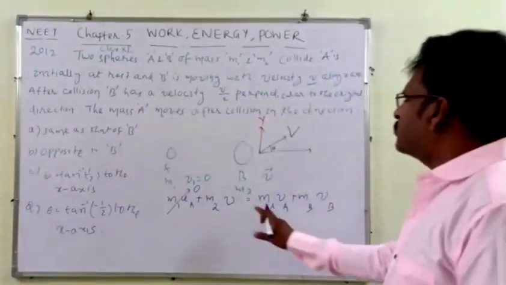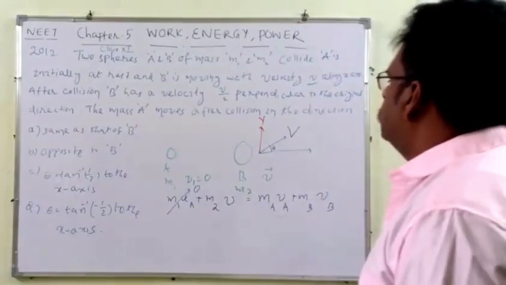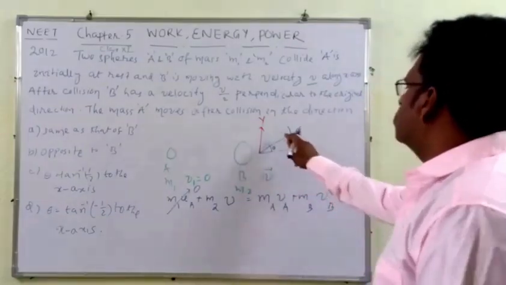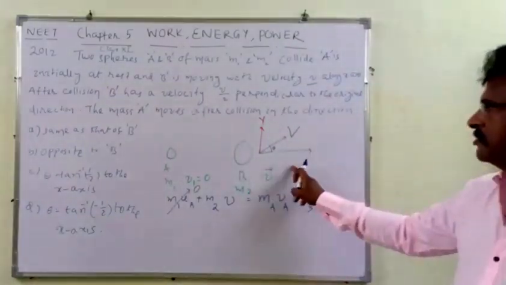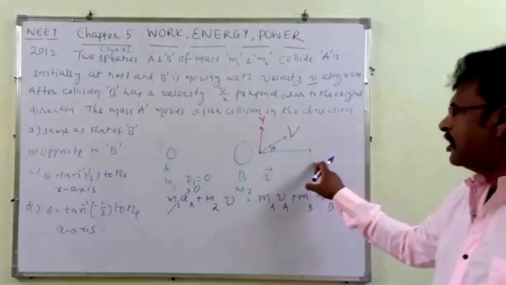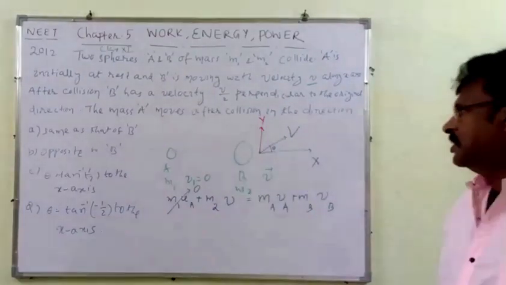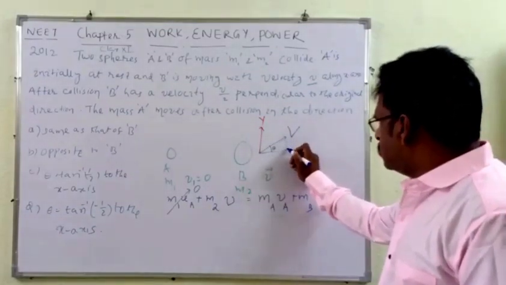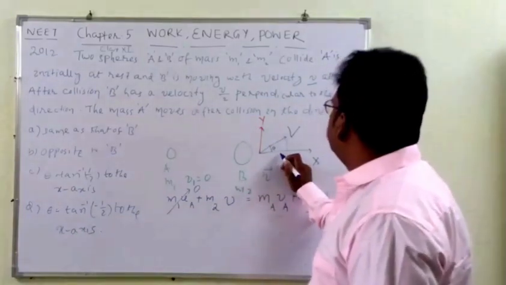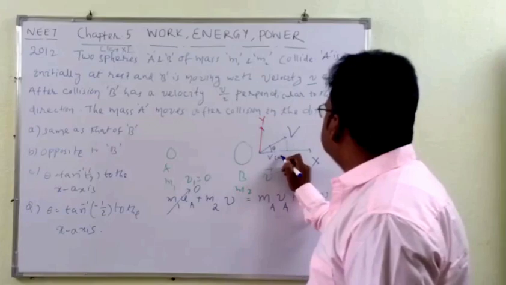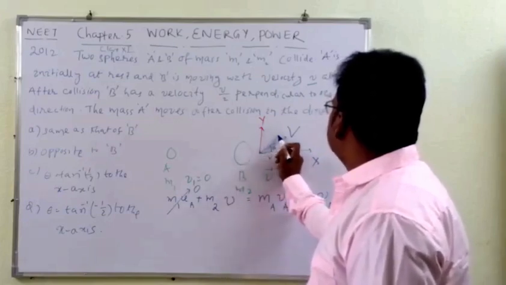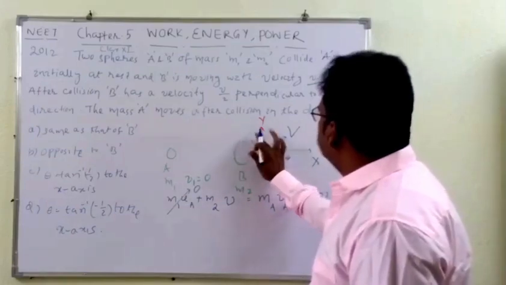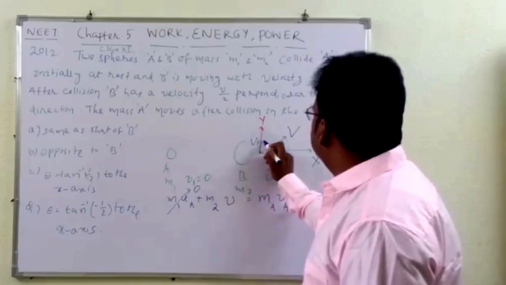Okay, students, after collision, this is along the x-axis. What are the components of the linear momenta of A and B along the x-axis? This is the x-axis, this is the y-axis. Let us see. This V has, suppose this is the x component, students. This will be V cos theta, and its y component will be V sin theta.